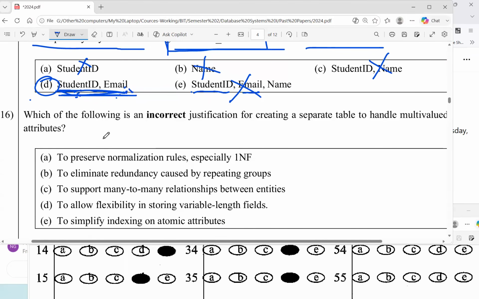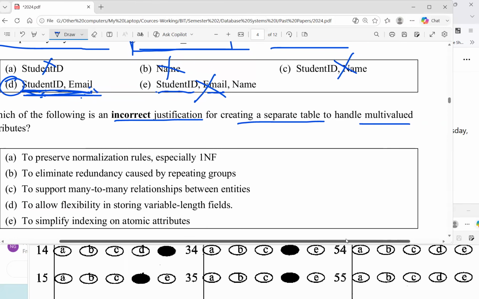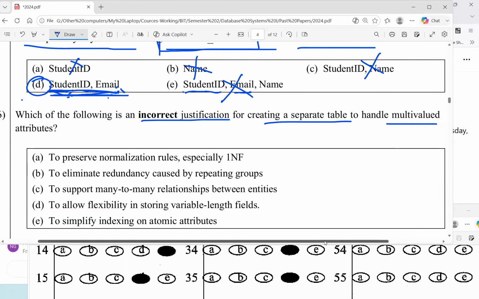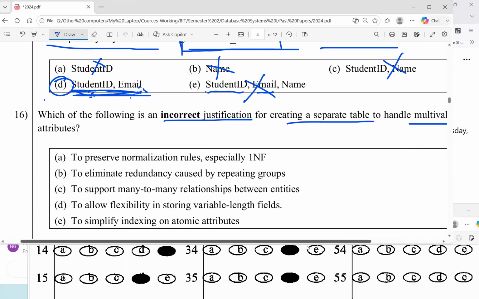Question 16. Which of the following is an incorrect justification for creating a separate table to handle multi-valued attributes? A separate table for a multi-valued attribute means you make it first normal form. Here all four should be correct justifications except one. To preserve normalization rules, especially 1NF. That is correct, right? We want to preserve 1NF.